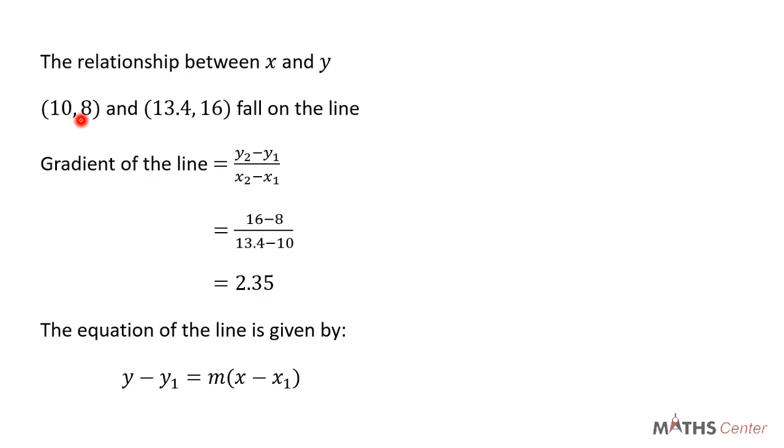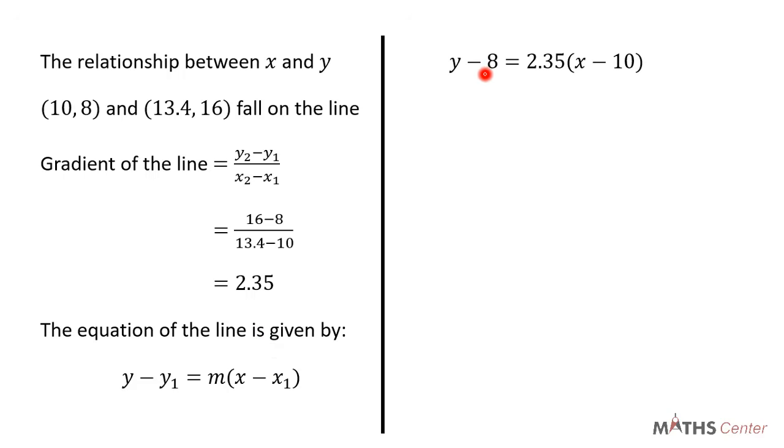With the gradient and the coordinates of 1 point that falls on the line, we can use the equation y minus y1 is equal to m into bracket x minus x1 to find the equation of the line. Here I'm going to use the point 10, 8 as my x1, y1. M is the gradient and we have found it to be 2.35. When you substitute that here, you have y minus y1, which is 8, is equal to m, which is 2.35, into bracket x minus x1, which is 10. Let's do some simplification here. This gives us y minus 8 is equal to 2.35x minus 23.5.